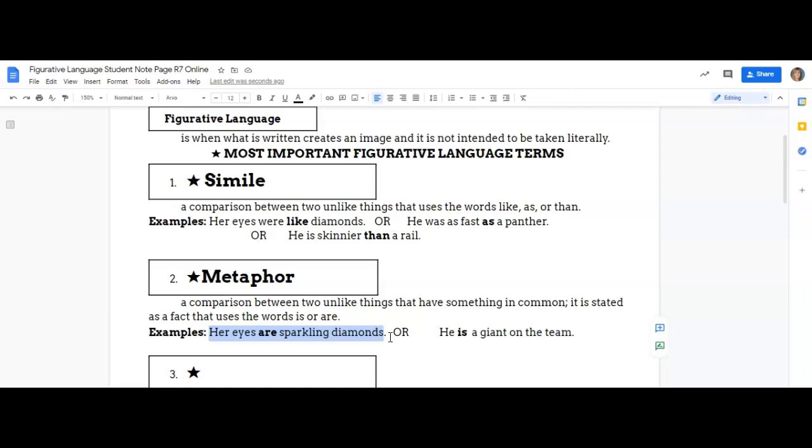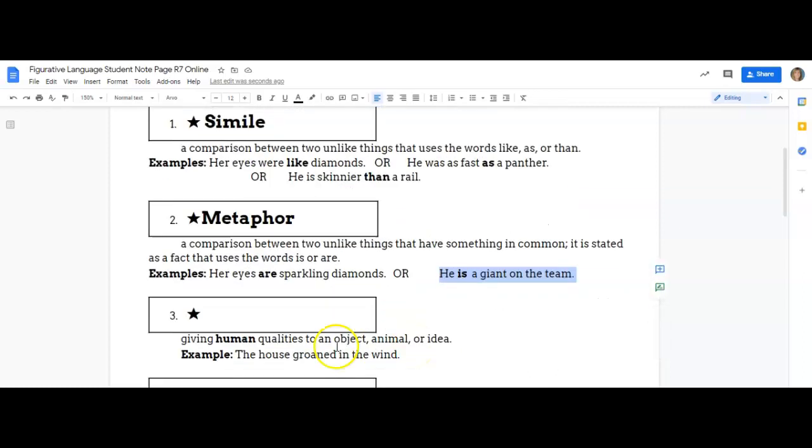So if I said he is like a giant on the team, that's a simile. But if I say he is a giant on the team, that is a metaphor. In some ways, a metaphor can be a little bit more powerful, but you can't overuse it. It's kind of good to mix it up. The next one is called personification.